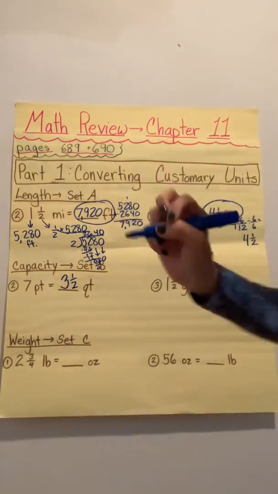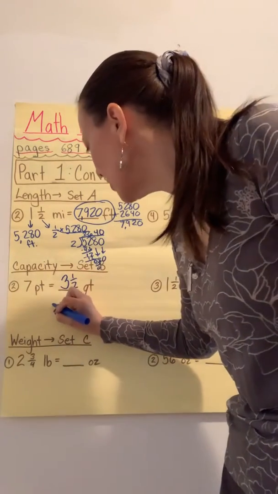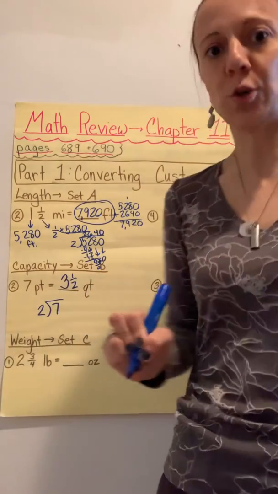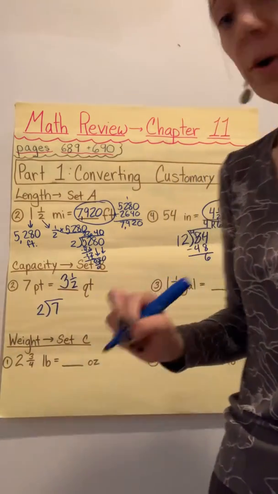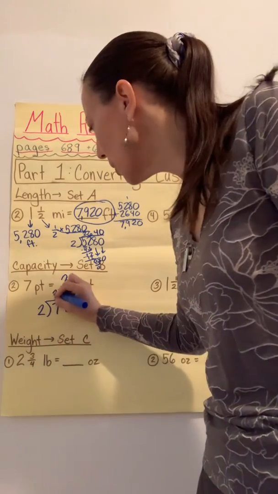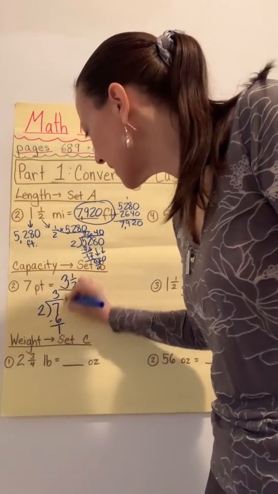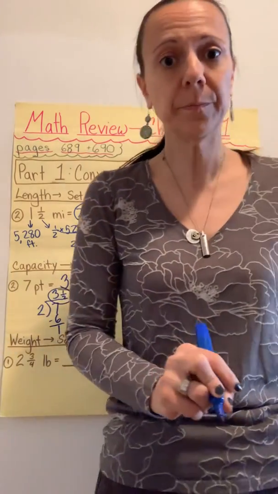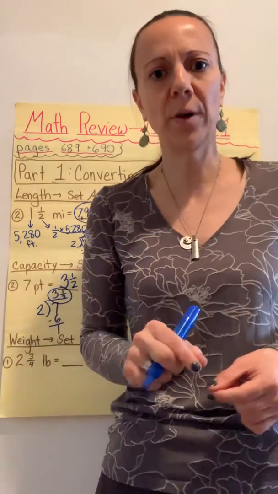Okay. If I wanted to do it with a calculation, what I would really be doing is 7 divided by 2, because I know there are 2 pints in a quart. I need to divide because I'm going to a bigger unit. 2 goes into 7 3 times, that's 6. I have 1 left over, and it's 1 out of 2, so 3.5. So 2 different ways to do that one.